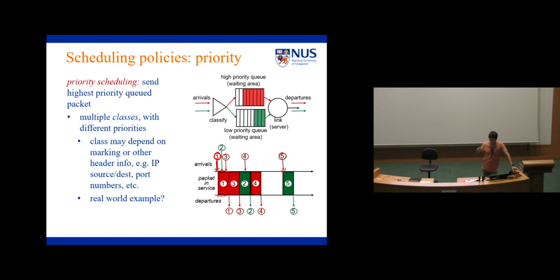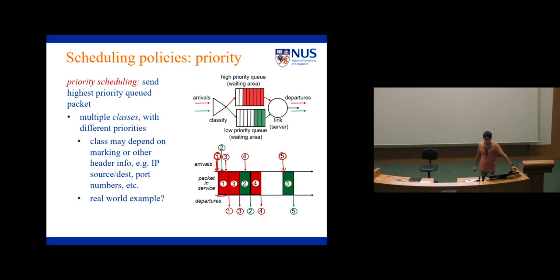I just always look if there is a high priority class first. If there is, I serve it. Otherwise, I look at the second priority, third priority. I don't need to have just two classes. I can have multiple classes here.